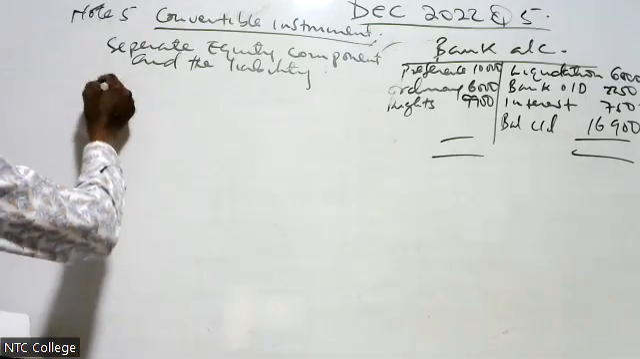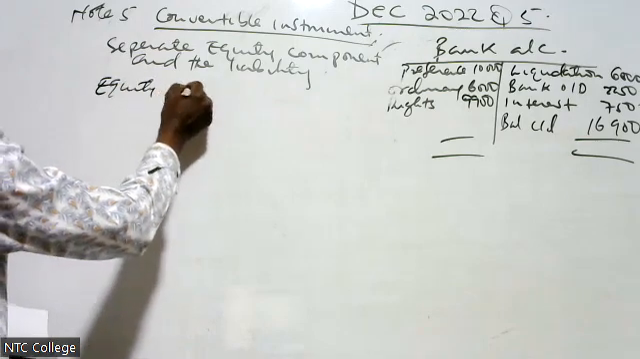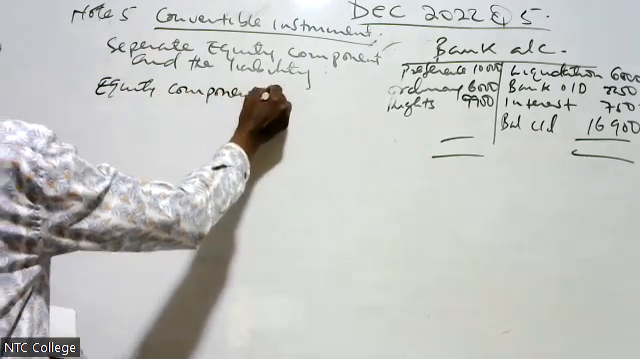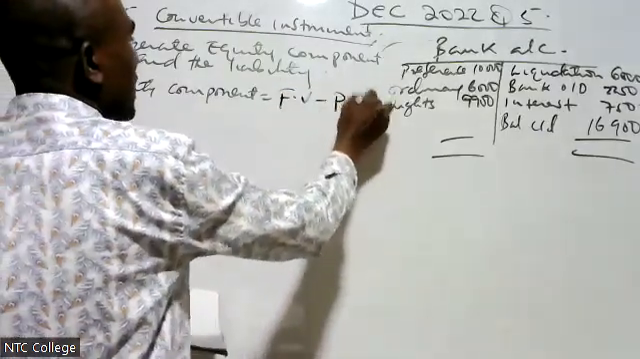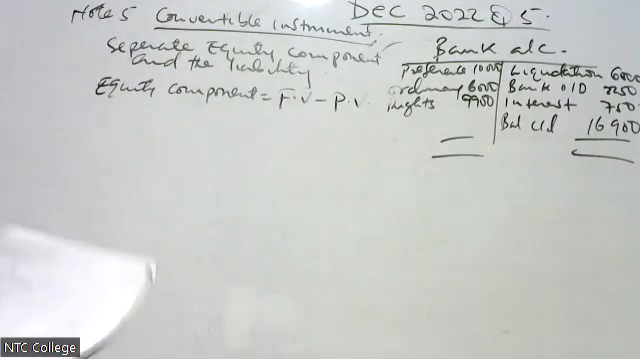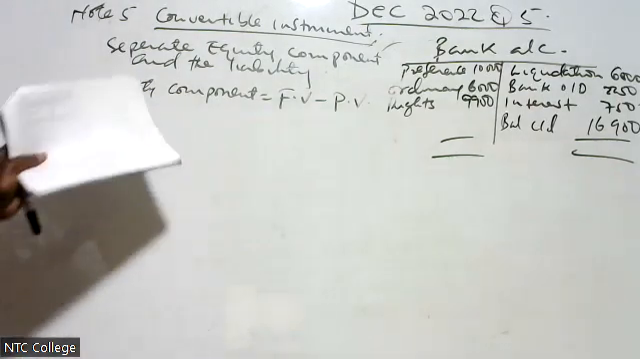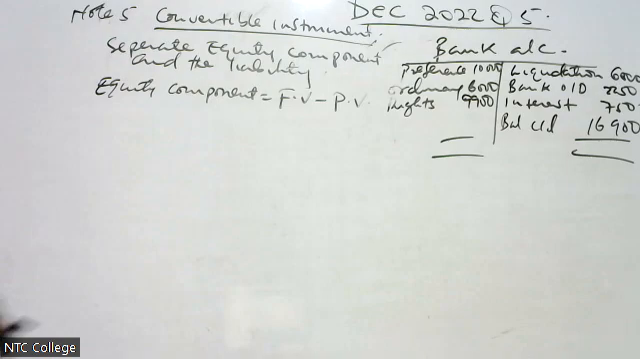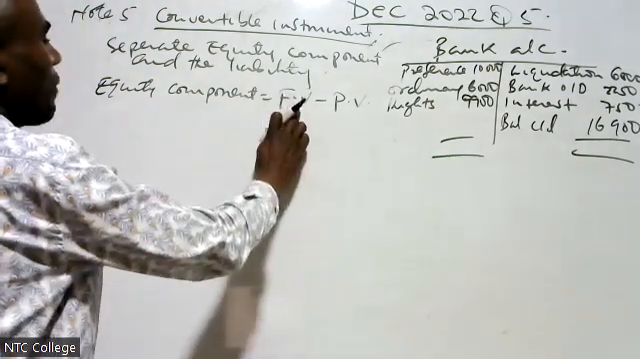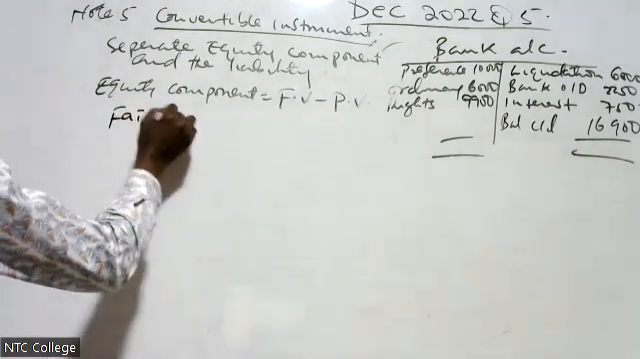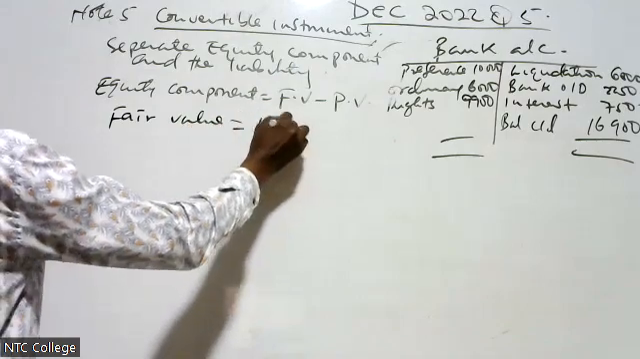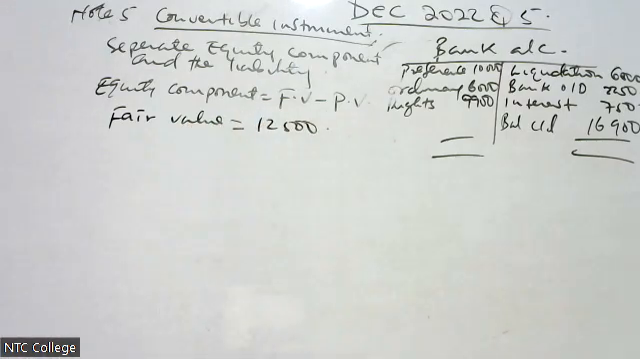Now, how do I separate the equity component? Equity component equals, you take the fair value minus present value. Remember financial instruments, we did this item in our financial instruments, therefore we are just revisiting. Our equity component, we take the fair value minus the present value. Fair value equals 12,500. That is the nominal value of this bond. 12,500, that is what we took over.